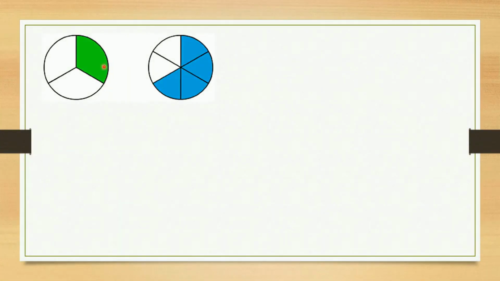In this figure, I have two units. Each unit is a circle. These two units have the same size. The first unit is divided into 3 equal pieces and the second one into 6 equal pieces. Let's add them. The green piece represents the fraction 1 over 3 and the blue pieces represent the fraction 4 over 6. Let's add these two fractions.